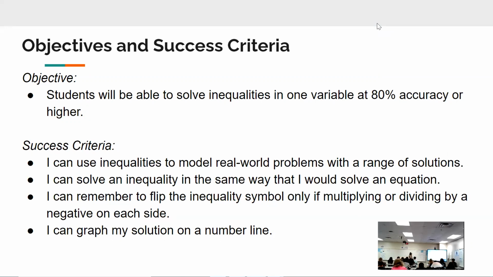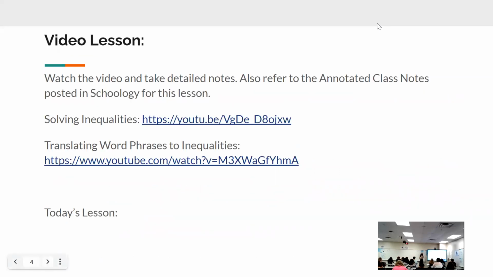Or if it has to be no less than, right? Things like that. What symbols are those? Can you solve inequalities just like you would solving an equation? Can you remember to flip the inequality sign only if multiplying or dividing by a negative on each side? And then can you graph your solution on a number line? All right, so all of these things you need to be able to do. You will be assessed on those things tomorrow.